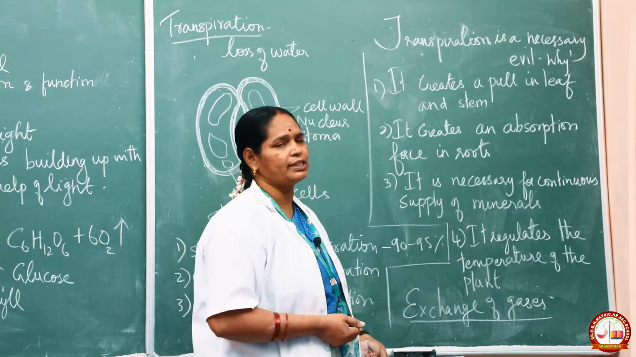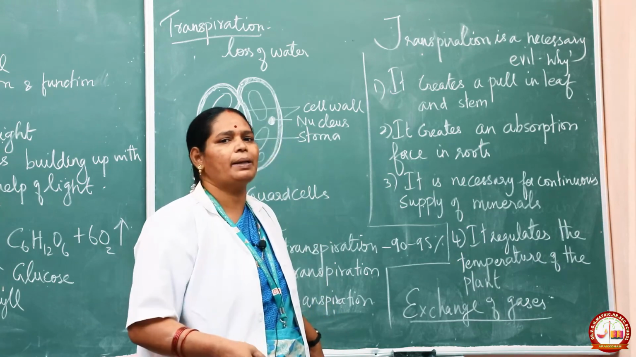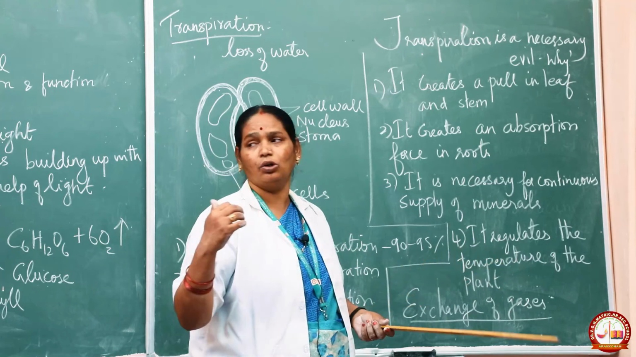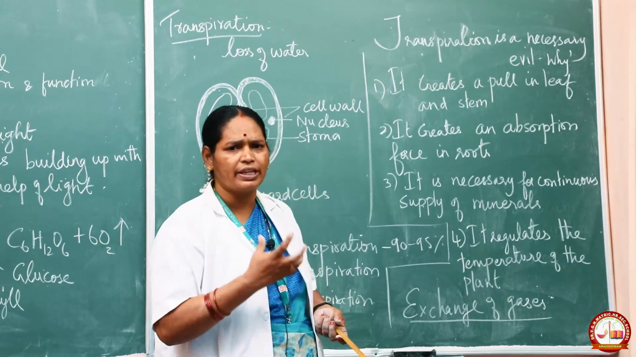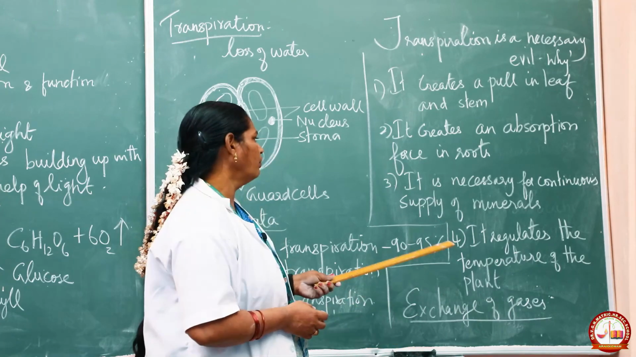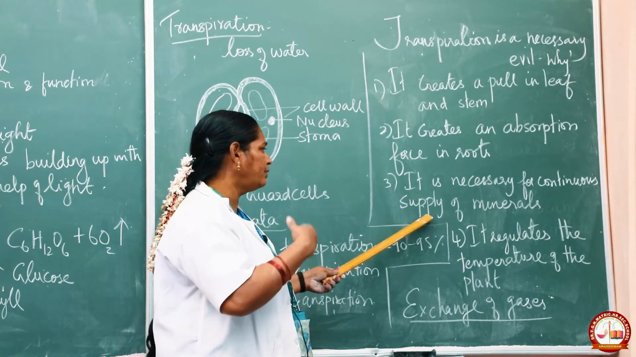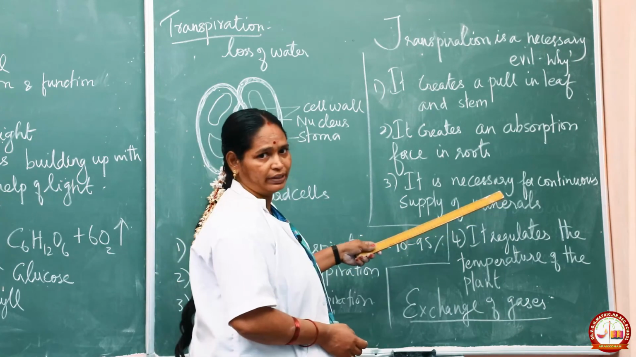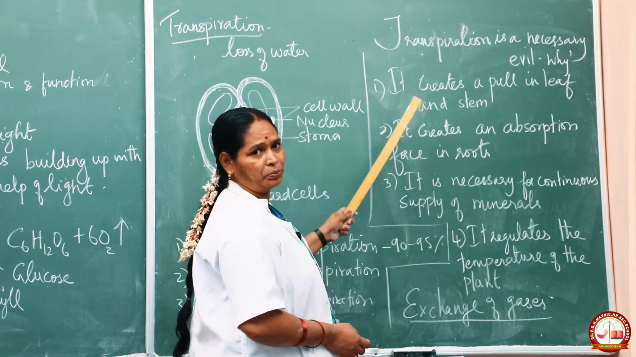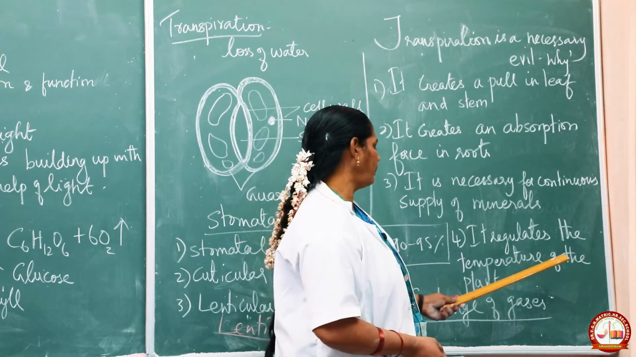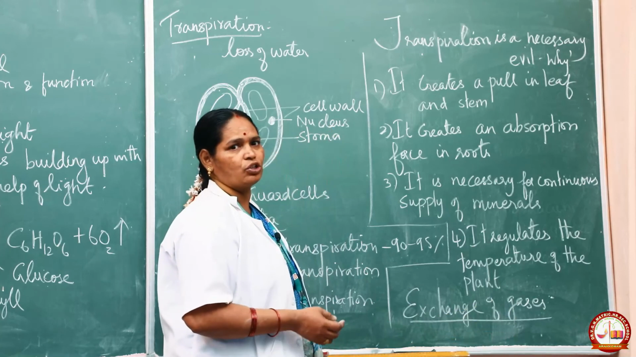supply of the minerals. Plants, every day the plants go and function, is it not? And they produce their food. Daily they need to produce more amount of food, for which they need a continuous supply of the minerals, which we can have from the water only. Okay, it can be achieved by the transpiration. And fourth, it regulates the temperature of the plant. It regulates the temperature. It cools.